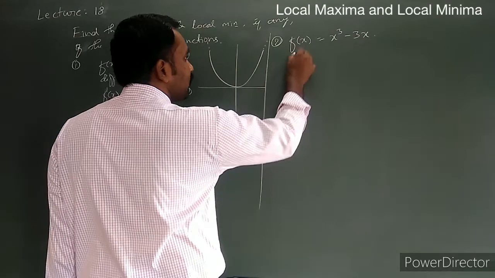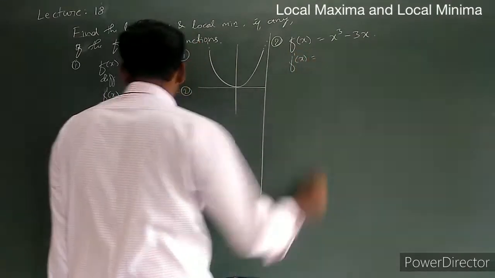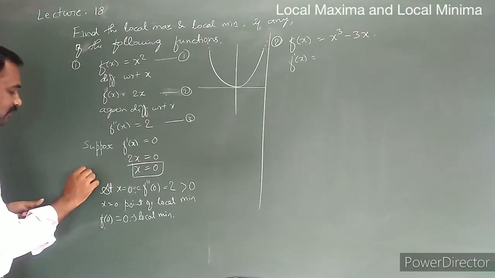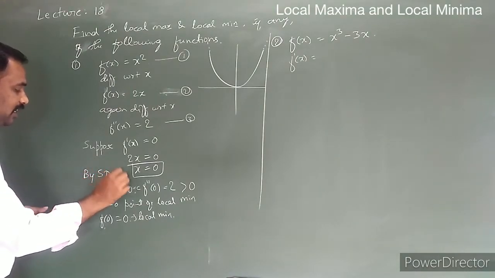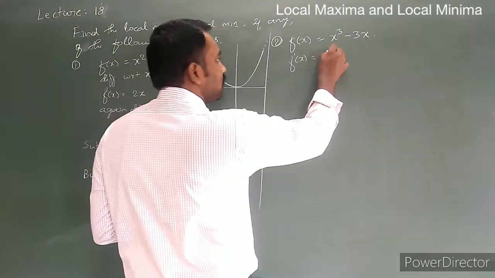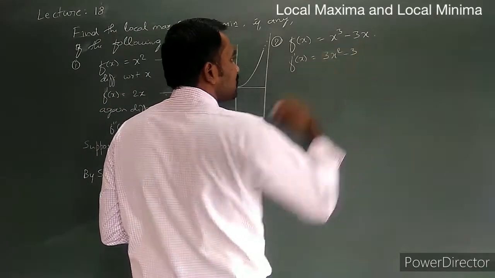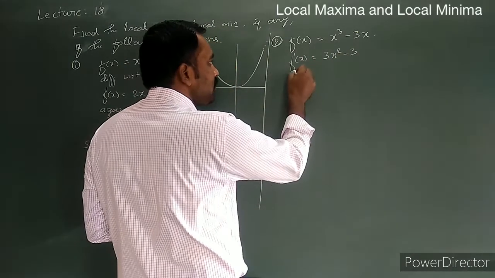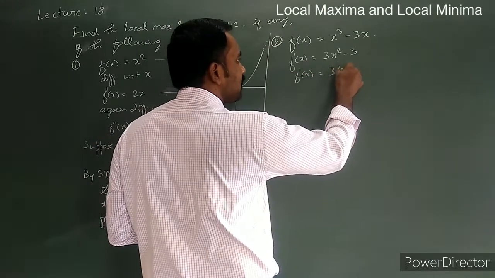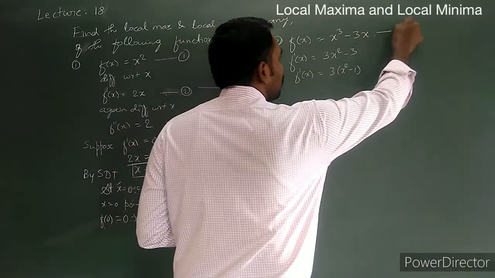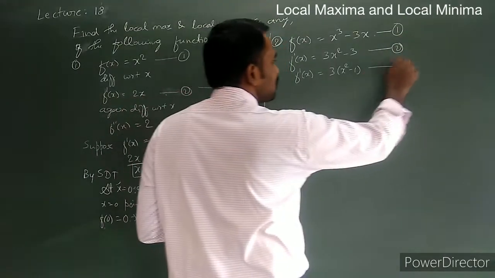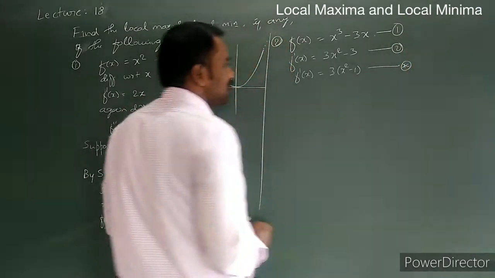Let's carry on. First derivative, f dash of x is equal to, and one more thing we can mention it by the second derivative test. By the second derivative test, this is what happens. f dash of x is equal to 3x square minus 3. Now write in the factorized form. f dash of x is equal to 3 is common, x square minus 1. Given equation number 1, this is equation number 2.